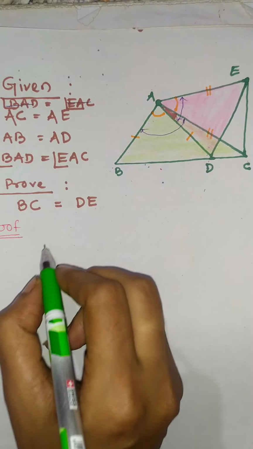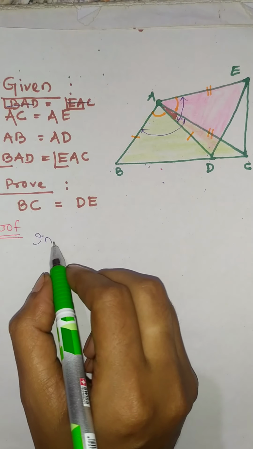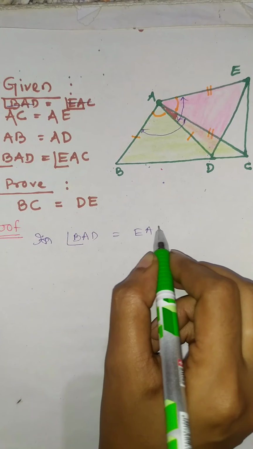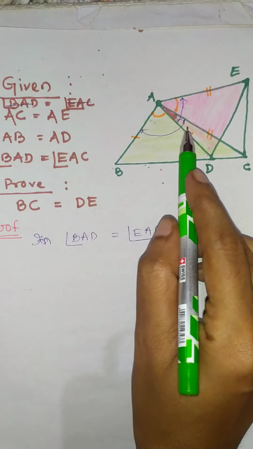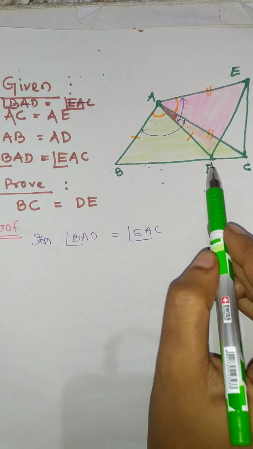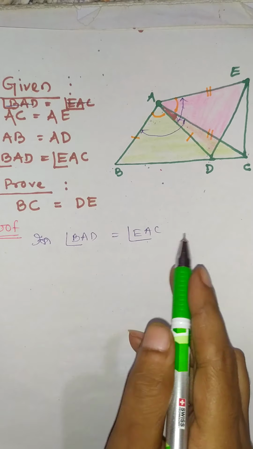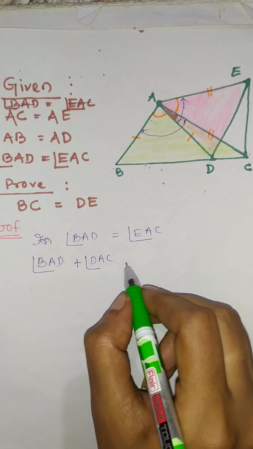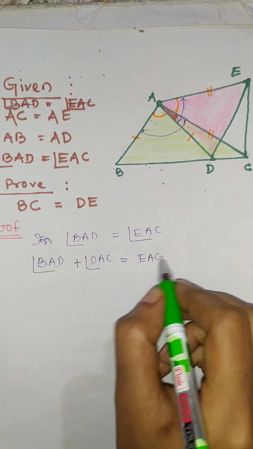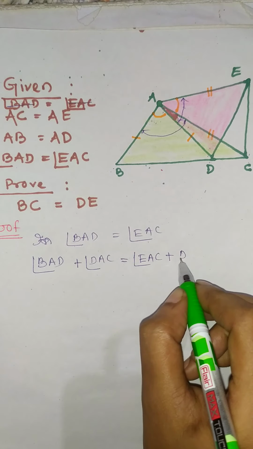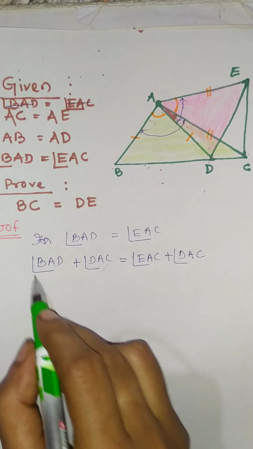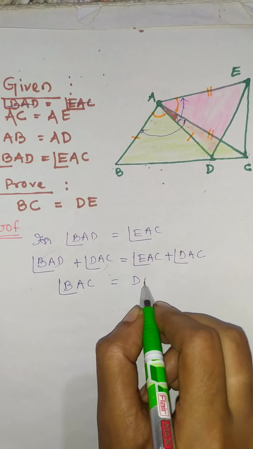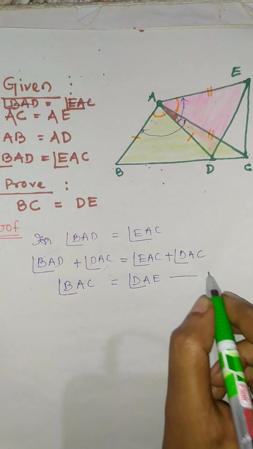So start our proof. As we know that angle BAD is equal to angle EAC, these two small angles, and adding a common small angle DAC on both LHS and RHS, we may write BAD plus DAC must be equal to EAC plus again the same small angle DAC. So what will it result in? It will result in the bigger angle BAC being equal to the bigger angle DAE. Make it equation 1.